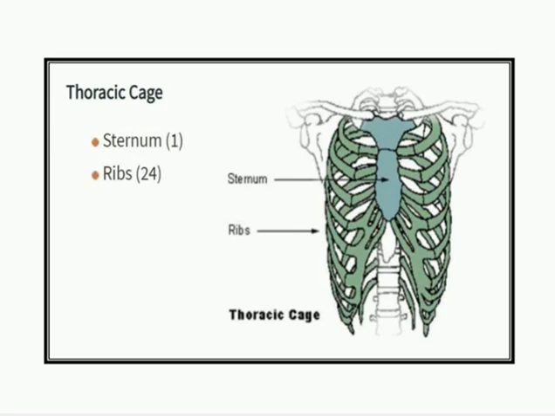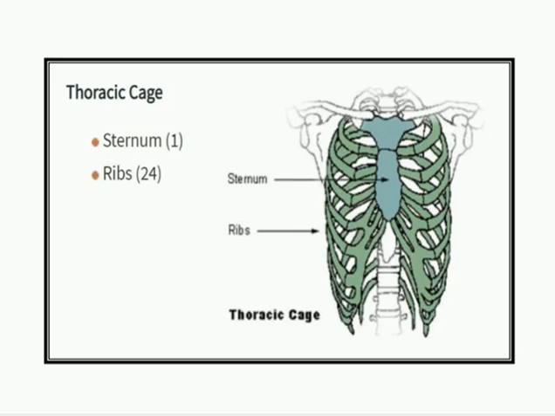Now the next is your thoracic cage. The thoracic cage is also termed as your rib cage, which is the skeleton of the chest, right, and it consists of ribs and sternum. There are 12 pairs of ribs, meaning in all there are 24 bones present in the ribs, and one sternum.